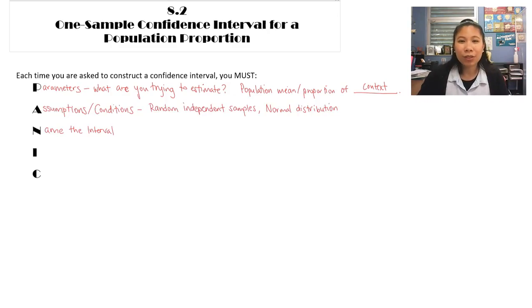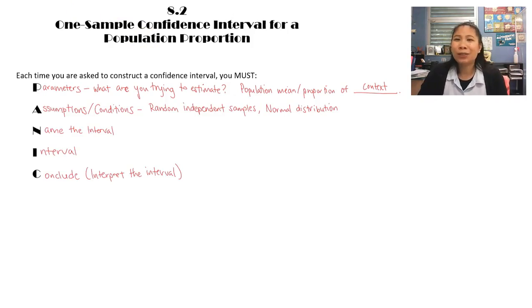The third thing we want to do is to name the interval. Right now it sounds silly because we only have one name. As we add more different types of situations and the different formulas for those situations, that's when we're going to learn the names of more confidence intervals. But for right now, it's just the title of this video: a one sample confidence interval for a population proportion. That's the only name we have so far because this is the only confidence interval we're going to be able to find thus far.